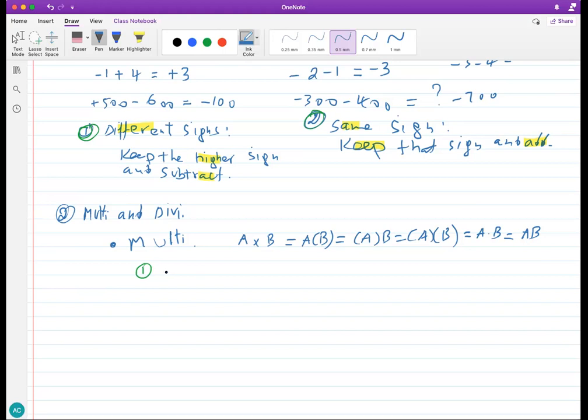So we all know that when you multiply a positive and a negative, the result is always negative. Okay, we all know that. The other rule is when you multiply two negatives.